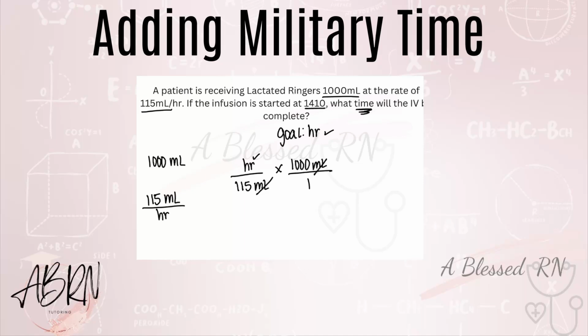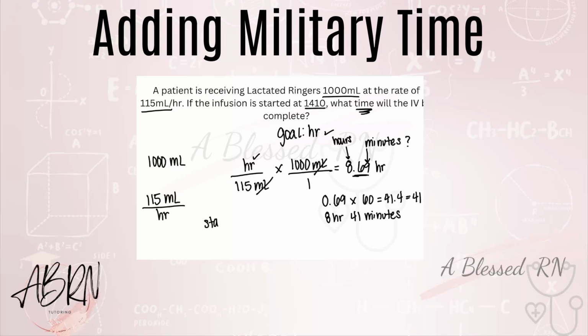I will do the multiplication and the division. So 1,000 divided by 115 is going to be 8.69 hours, because the whole number is 8 and the decimal part is 0.69. That means that the numbers behind my decimal are now my minutes. In order to find out exactly how many minutes that is, I will take all my numbers behind the decimal and multiply it by 60. So 0.69 multiplied by 60 is going to equal 41.4. I'll round it to the nearest whole number, so that's 41 minutes. So it'll take 8 hours and 41 minutes for this IV to be complete.